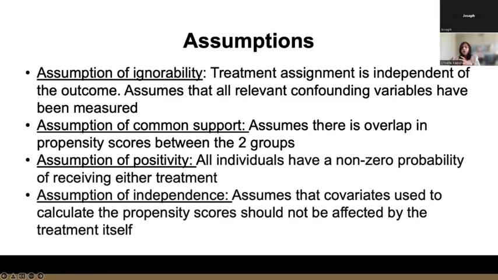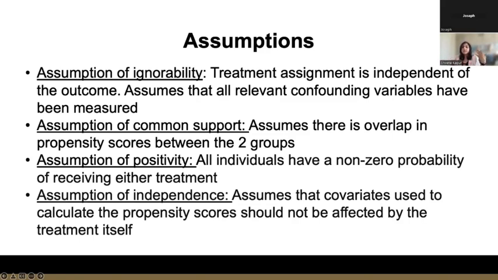Then is the assumption of common support. Basically, if you're trying to match individuals based on a certain score called the propensity score between the two groups, you want to make sure that there is overlap in those scores. Because let's say in my treatment group, all the individuals have a very high probability of receiving treatment, but in my control group, all the individuals have a very low probability, then there's no way I can match them. So there has to be a common ground between the two groups.